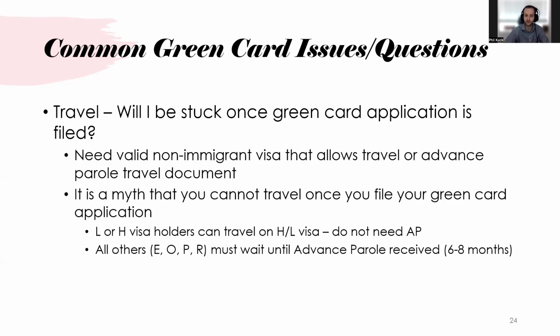So L or H visa holders can travel on an H or L visa. You don't even need advanced parole. Other non-immigrants like E's, O's, P's, R's, you have to wait for your advanced parole. And that takes about 6 to 8 months. But after you get that, then you can travel.